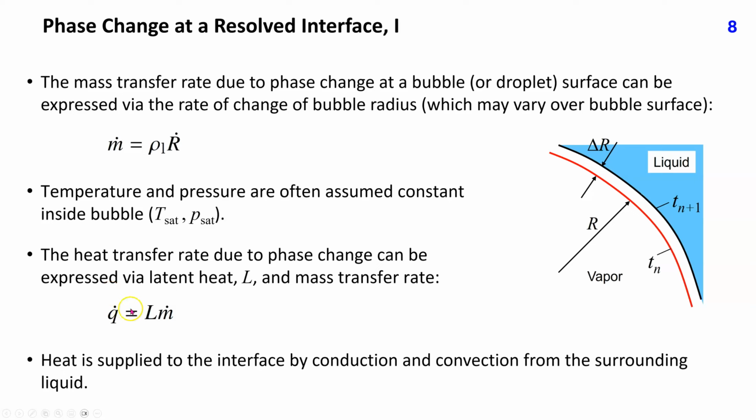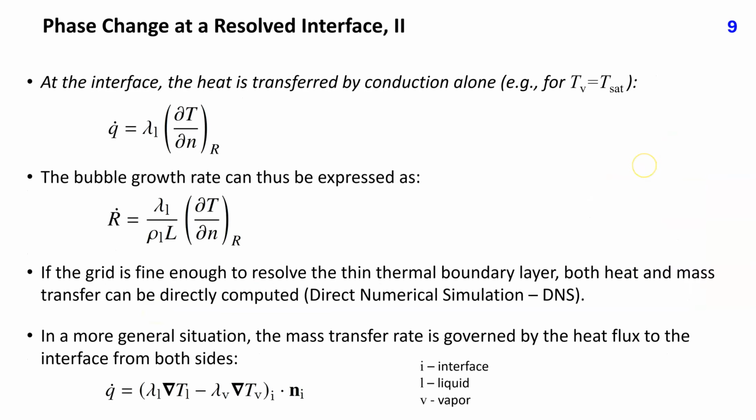Heat is applied to the interface by conduction and convection from the surrounding liquid. At the interface, the heat is transferred by conduction alone. If we assume that the vapor temperature is equal to saturation temperature, that is Tv equals T sat, we can express the heat flux as the product of heat conductivity in liquid and the temperature gradient at the interface on the liquid side, as given by this expression. Using relations from the preceding slide, the bubble growth rate can thus be expressed according to this expression.